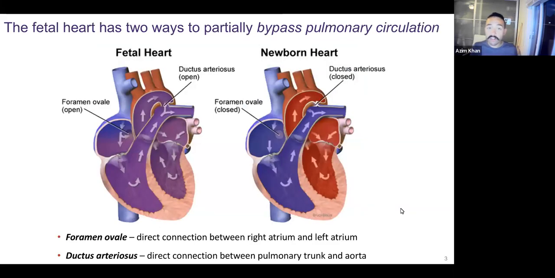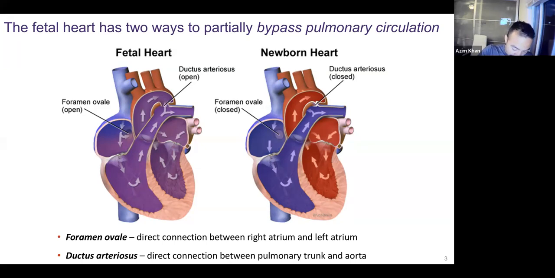We've talked about the heart and its bypasses. It's worth refreshing our memories on that. We have two bypasses in the heart to bypass the lungs. We don't need pulmonary circulation as much. We're not breathing in air as a fetus. So we want to divert more blood to the rest of the body, to systemic circulation, less to pulmonary circulation. Two ways we can do that.